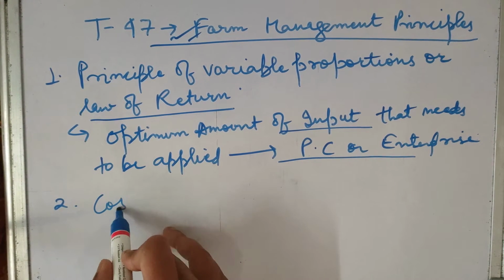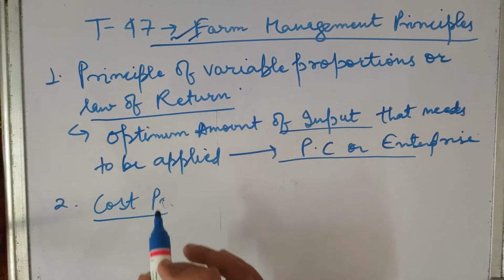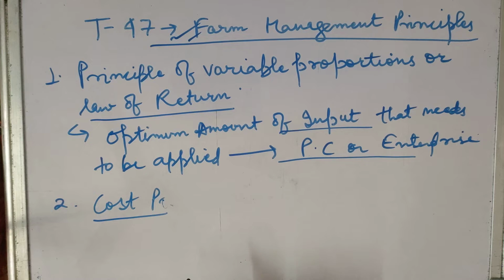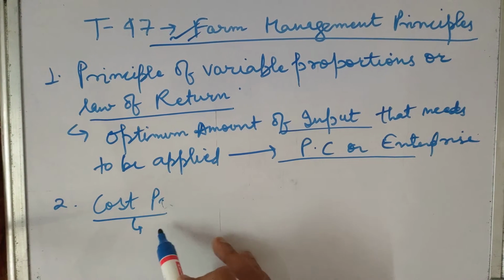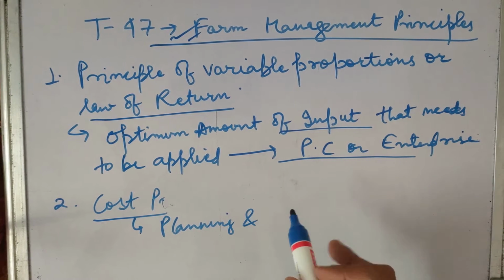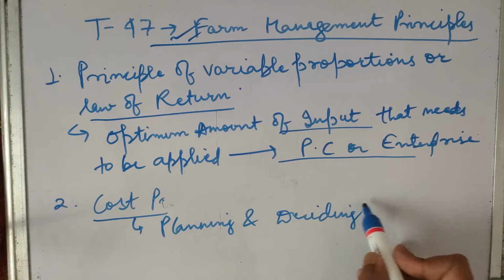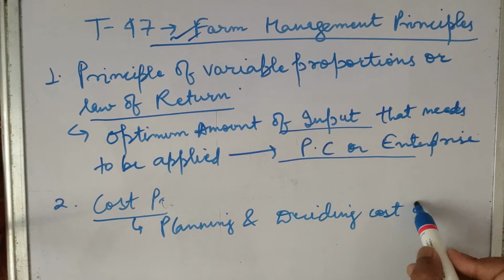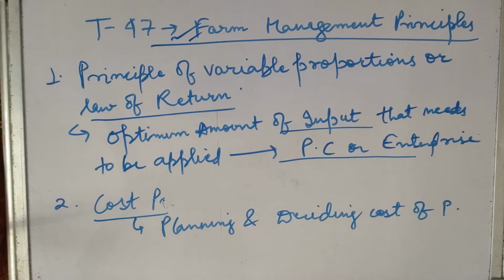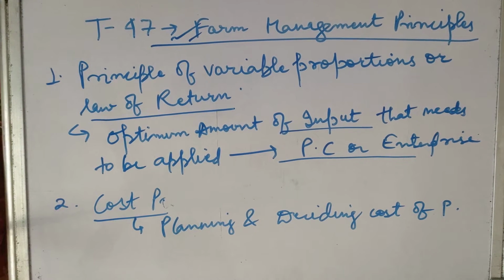Now second is cost principle. The cost principle helps in planning and deciding the cost of production. What cost will it take for the production of crops?